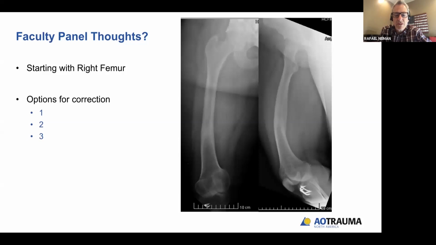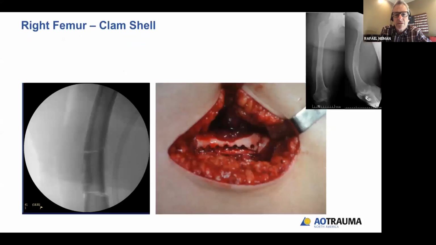So the options have been discussed, but I think the length of the deformity lends itself to what we've heard here, trying to do a clamshell osteotomy for this. So thinking about where you're going to put your proximal and distal ends of the clamshell is important. You want to span the entire defect. So let's hear from Matt Graves if he's around.